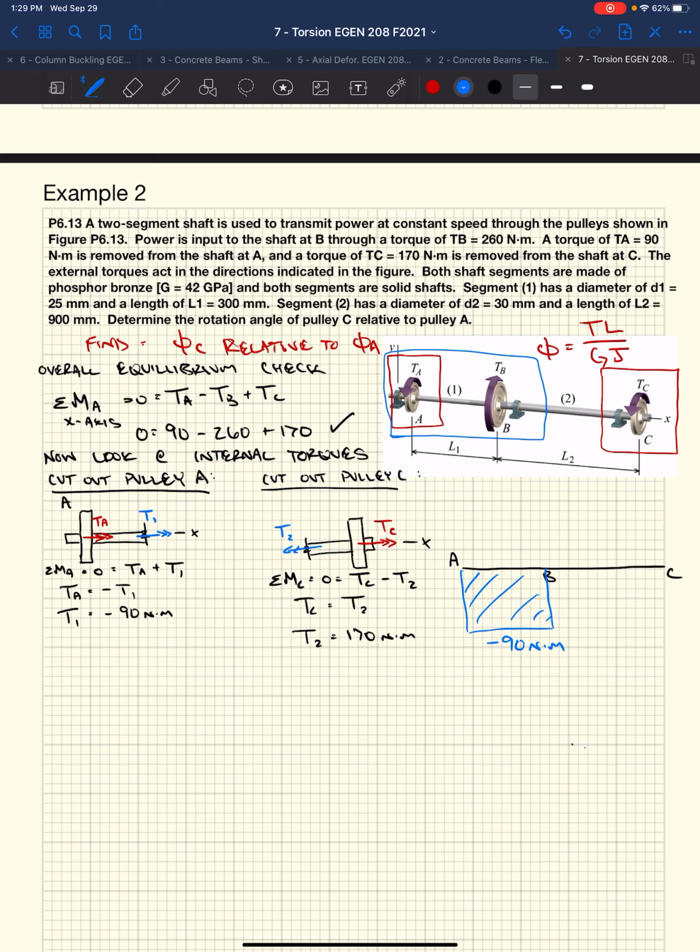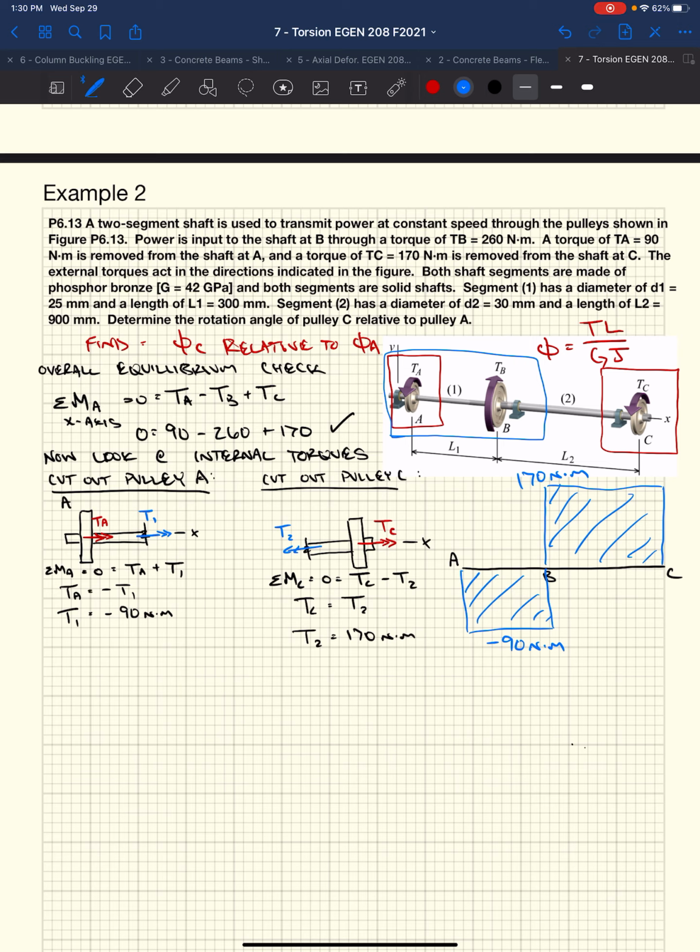Well, based on our free body diagram at C, in this case, T2, we assumed it was in the right direction. So it's an outward normal from the face of the shaft. Outward normal from the face of the shaft says it's positive. Its magnitude is 170 Newton meters. So it's going to go way up here. I'll tell you for the quiz, you will have something very similar to this, where you'll have more segments, but you would essentially be able to develop a diagram that depicts the internal torque as we move across this series of pulleys and applied forces.